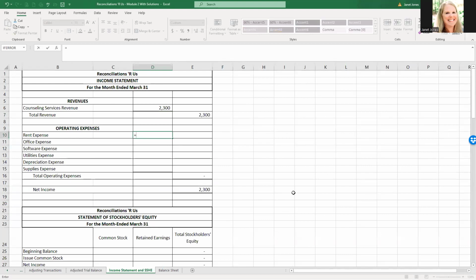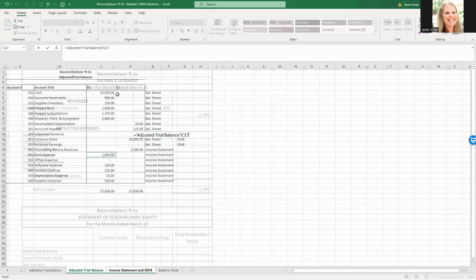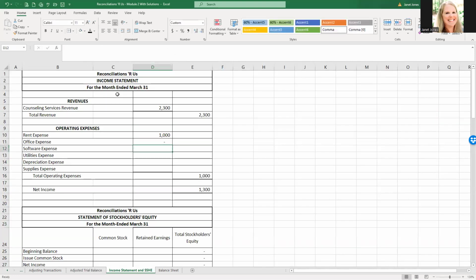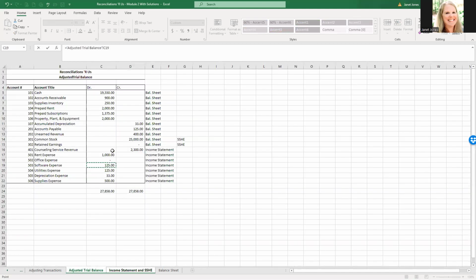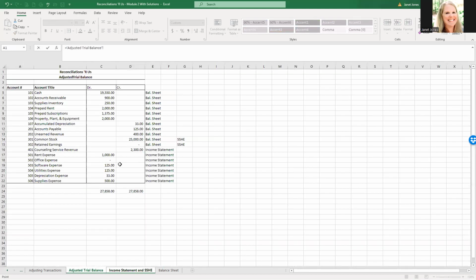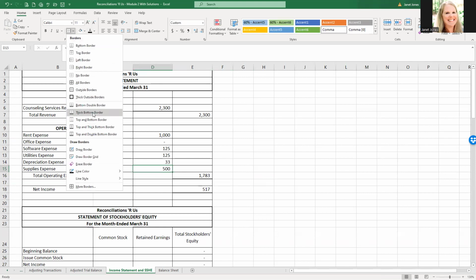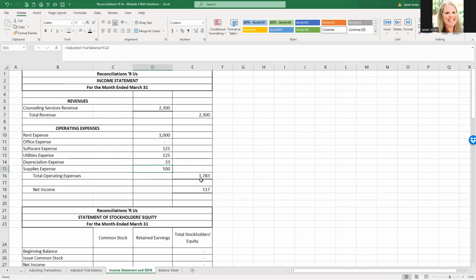Now we're going to pull in all of those various expenses. So we had rent, we didn't have anything for office, then we had software, and then utilities, then depreciation, and then supplies. So we see this, the total expenses, or those total operating expenses, is going to be all of those various amounts.